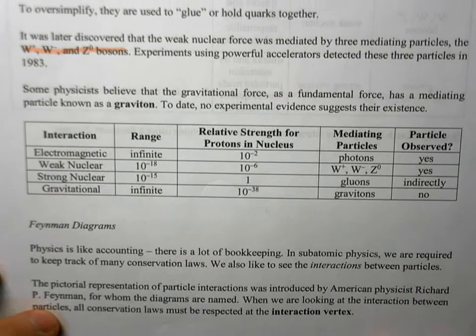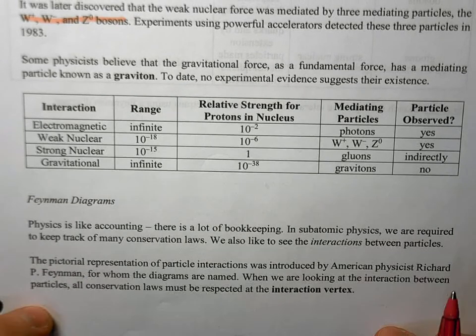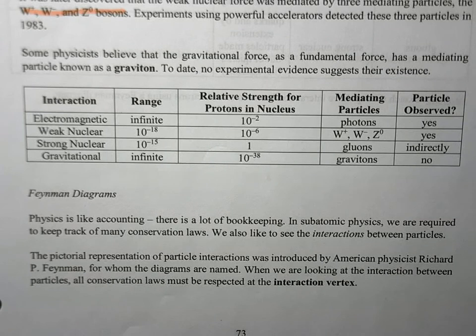And then the last of the four fundamental forces we haven't really discussed in terms of mediating particles is the gravitational force. So in theory, it has a mediating particle known as a graviton. So the graviton would be the carrier of the gravitational force. To date, in 2020, we don't have any experimental evidence that suggests its existence. Does that mean it doesn't exist? No, it just means we haven't discovered it yet.